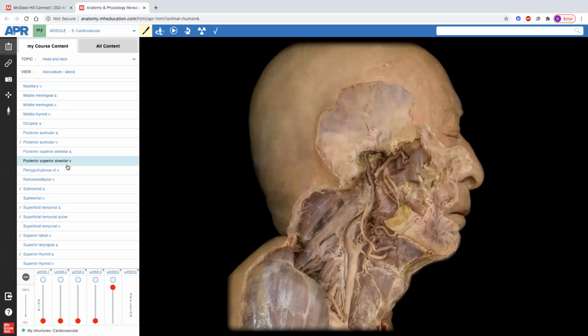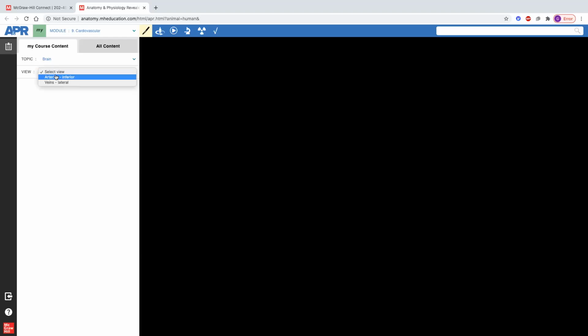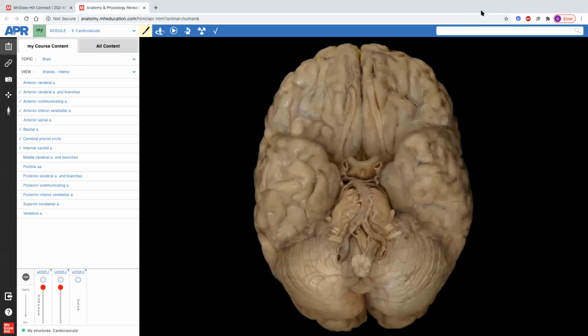So let's take a look at the brain region. Let's see if anybody has any questions.